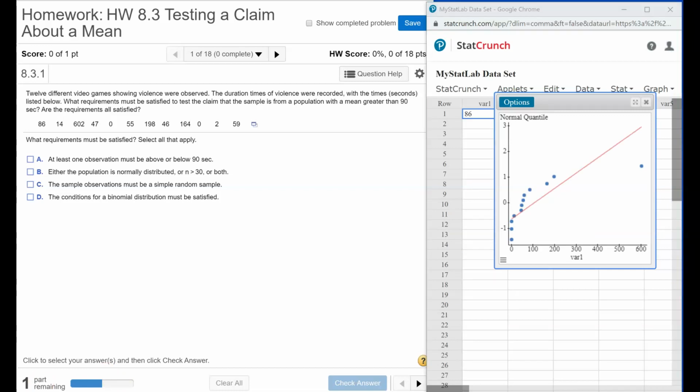We can clearly see that our sample does not fit a straight line, even approximately, with quite a few outliers on the low end and one huge outlier on the high end. So both requirements are not met.